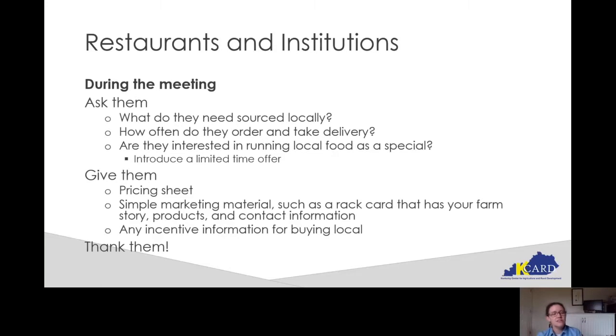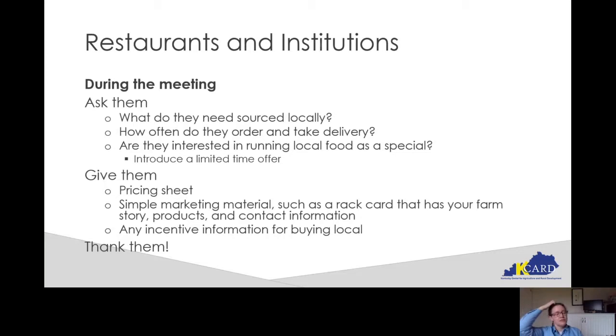Make sure and ask them, what do they need sourced locally? How often do they order and take delivery? Are they interested in running local food as a special? This is a great way to get your foot in the door. It's not a huge commitment for the restaurant or you.